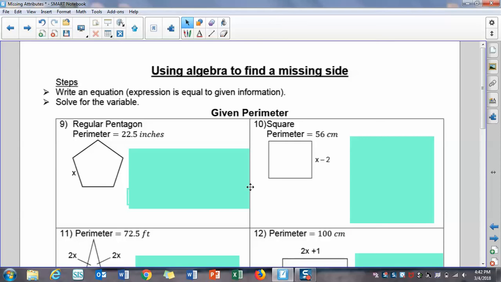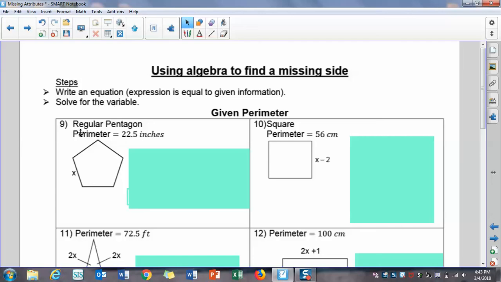So the steps we want to follow is we want to write an expression, okay? And then we're going to take that expression and make it equal to the given information. So we're going to end up making an equation this time, not just an expression. Remember, an equation has an equal sign. And then we're going to solve for the variable using our steps that we know to solve equations.